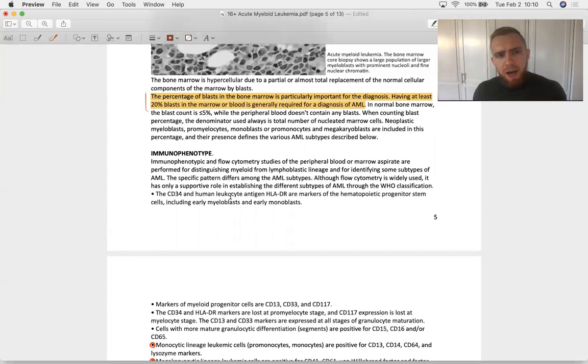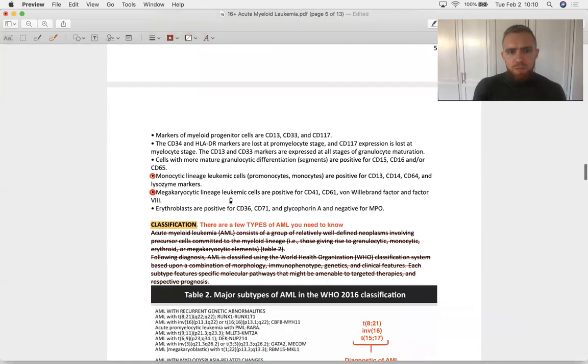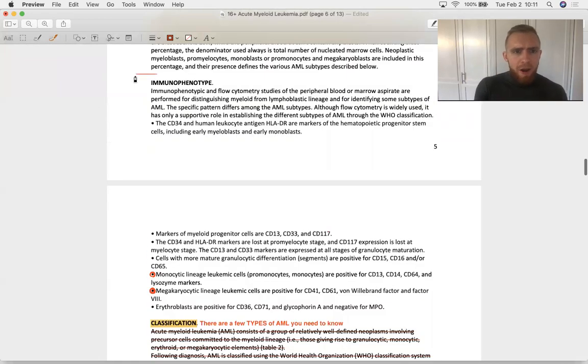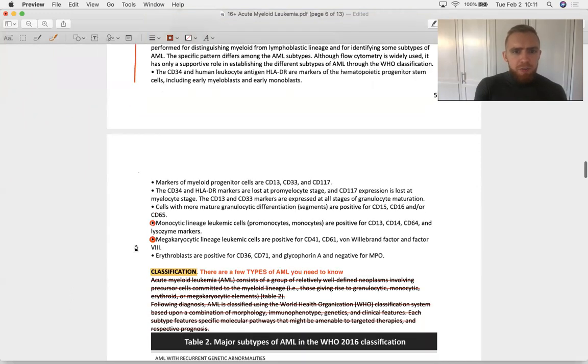Back to a big concept. If you don't have 20% blasts in the smear or the marrow that you're looking at, you don't have AML, you're looking at something else. Maybe it's CML, maybe it's myelodysplastic, but it's not AML if it's less than 20% blasts. So then we're talking about immunostains and phenotypes. Recognize CD34 and CD33, I think, are two really good ones to associate with the myeloid lineage. Other than that, memorizing anything else, in my opinion, is a little overkill.